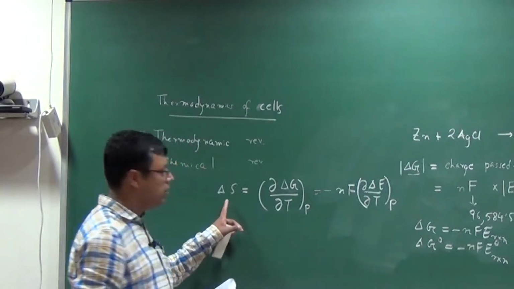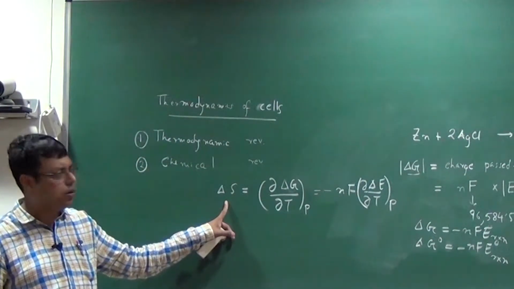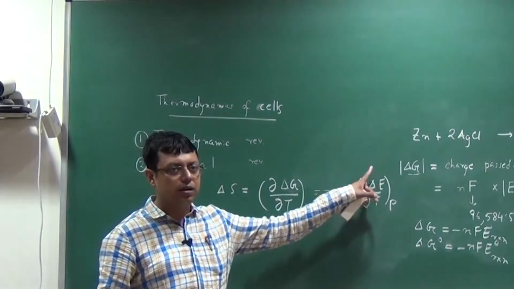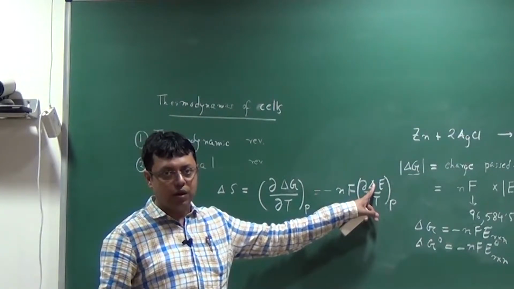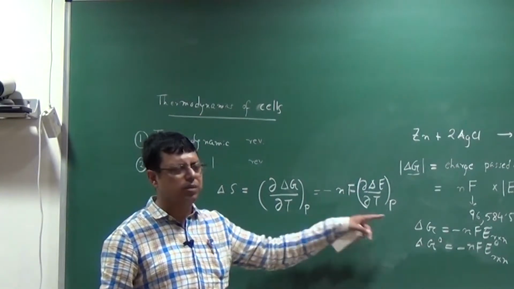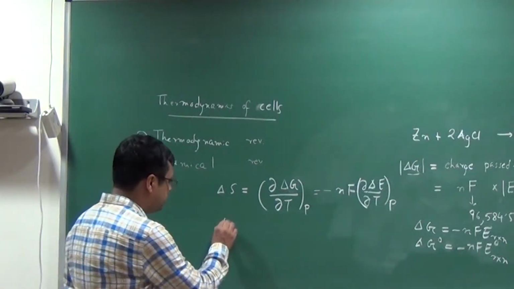So the idea is that if I want to know what the entropy change associated with an electrochemical reaction is, I just have to check what is the corresponding EMF change with respect to temperature at constant pressure.